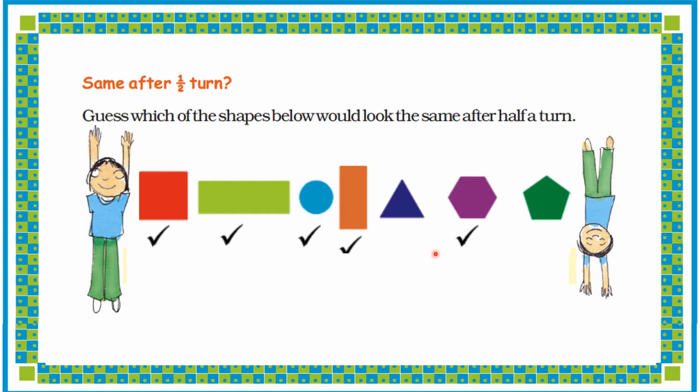These figures which I have ticked look the same after a half turn. But the triangle and the pentagon, let us try how they will look after a half turn. So this is a triangle. If we give it a half turn, it will look upside down. So this looks different. Similarly, for the pentagon, if I give it a spin, it will look like this, upside down. So the triangle and the pentagon do not look the same after a half turn. Other shapes look the same.